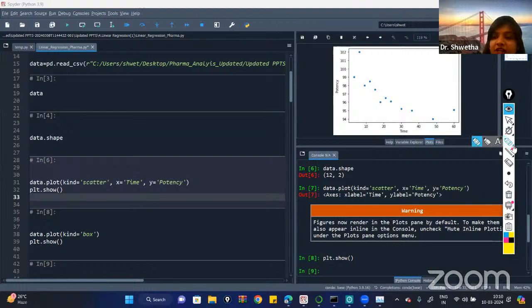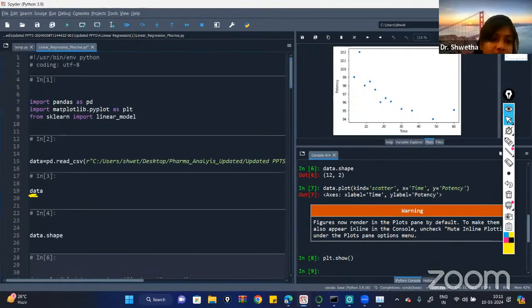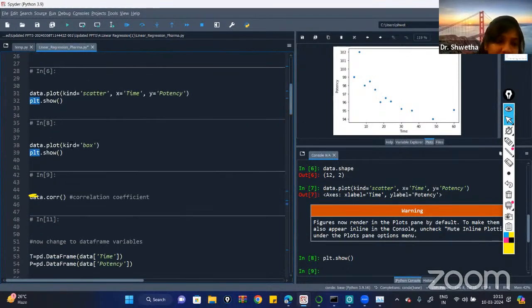Which is the library we are using to plot the scatter plot? We are using the matplotlib library, plt.show. So we have imported the matplotlib library as plt. Whenever we want to use the matplotlib library, we go for plt.